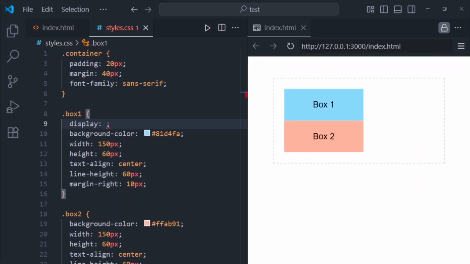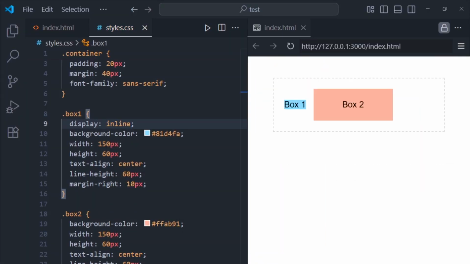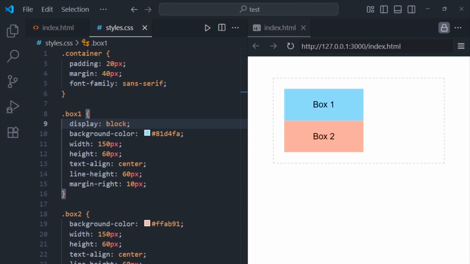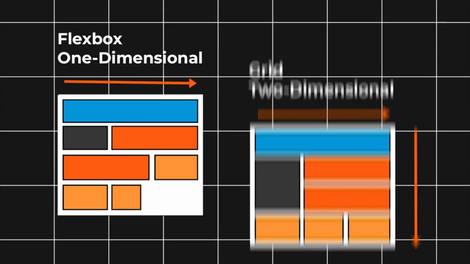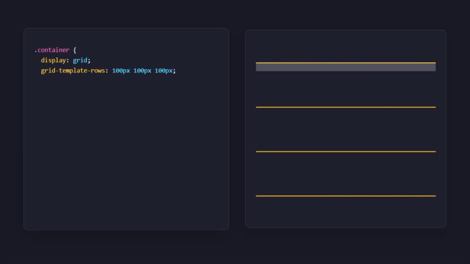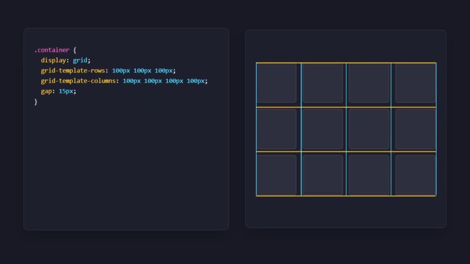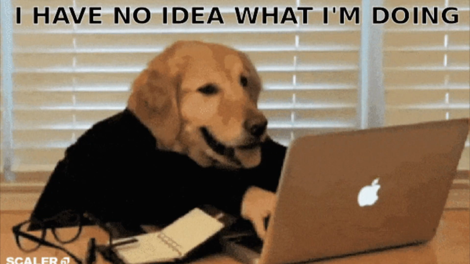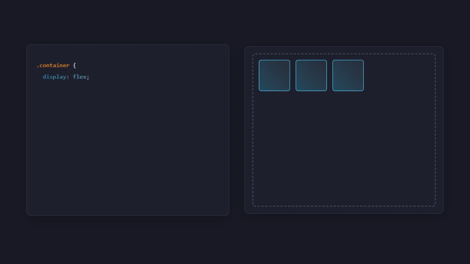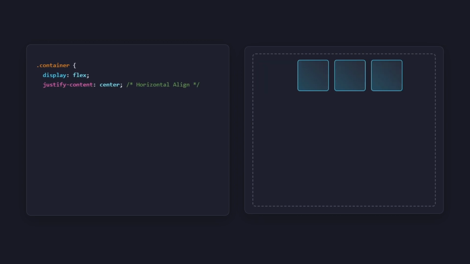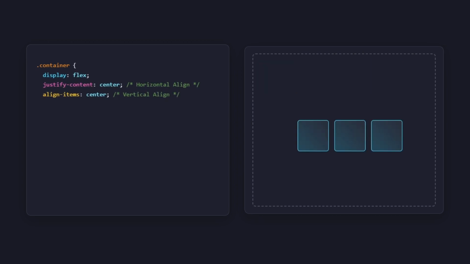The display property determines how elements behave. Inline elements flow with text, block elements take up the full width of the container, and inline block gives you the best of both worlds. Display flex and grid are more advanced tools, but worth knowing. CSS grid lets you design two-dimensional layouts with rows and columns at the same time. But in most of your projects and throughout your career as a front-end developer, you'll mostly use Flexbox. Flex makes it easy to align items both horizontally and vertically using properties like justify content and align items.